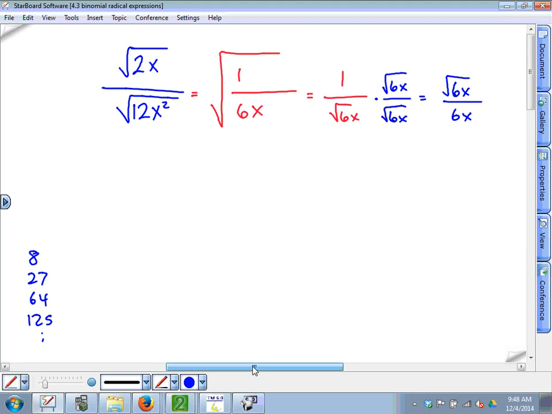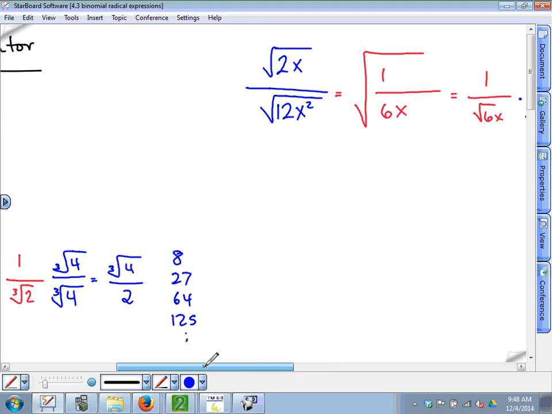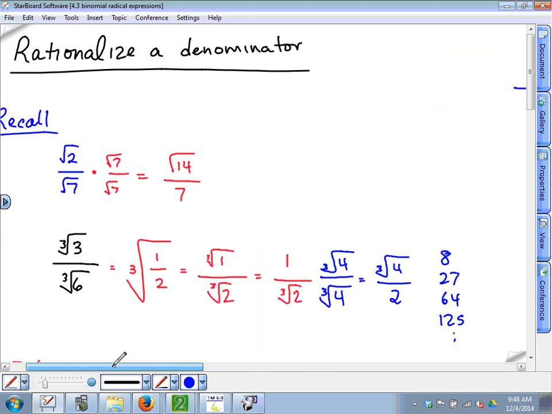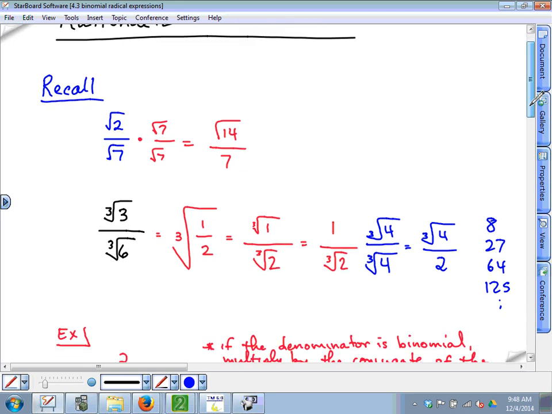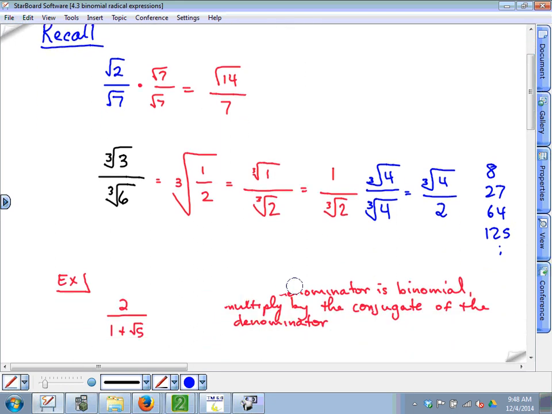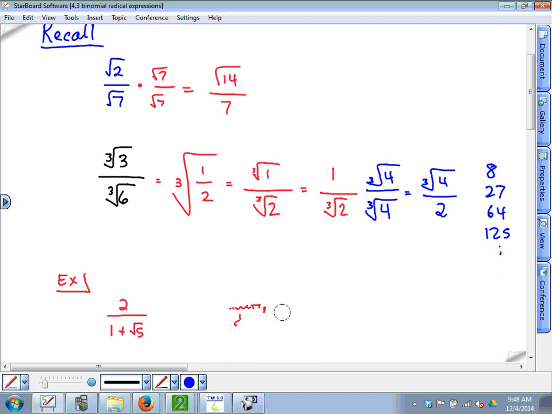Anywho, those are some of the things you already should know how to do regarding rationalizing. We need to take a look at a few different types of problems. Like this one. 2 divided by 1 plus the square root of 5.